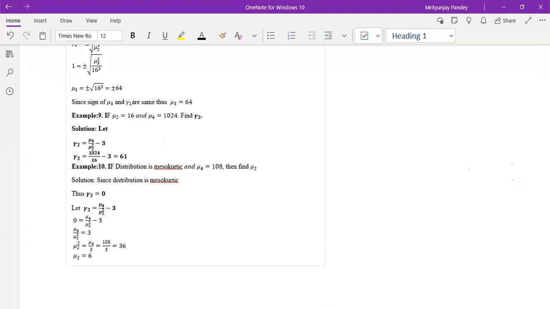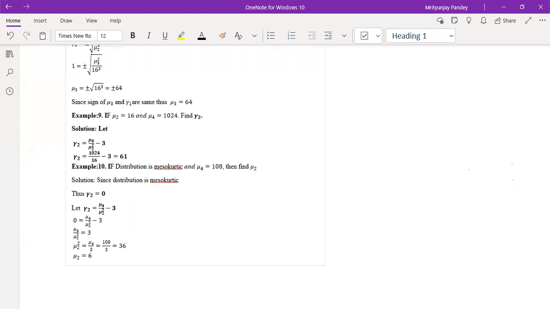So 2 examples based on kurtosis and 8 examples based on skewness. So there are total 10 examples. So try to solve. If not able to solve, then I will explain in next lecture. Okay. So that's all for today's lecture.